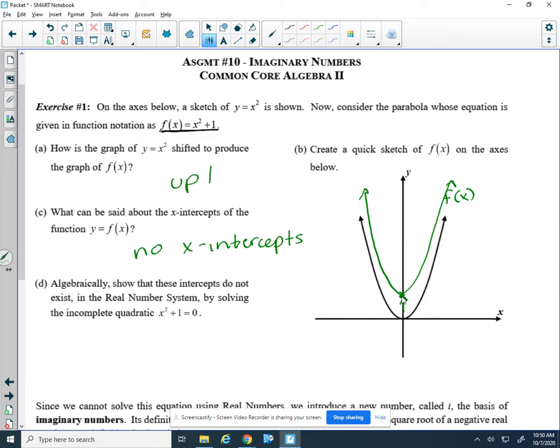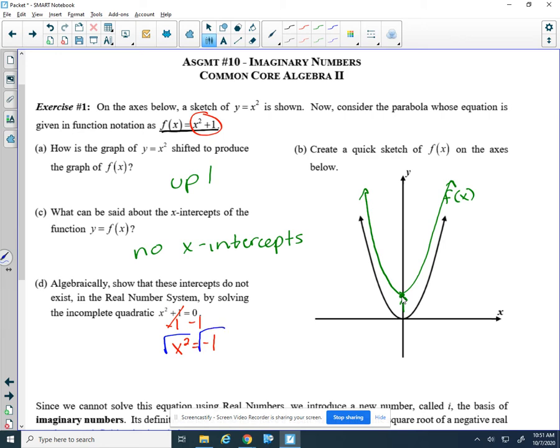The next problem says, algebraically, show that these intercepts do not exist in the real number system by solving the incomplete quadratic x squared plus 1 equals 0. So we set our function equal to 0 to find the x-intercepts. It's an incomplete quadratic because it's missing that x term. We just have the x squared and the 1. So I can isolate my x squared and then take a square root.